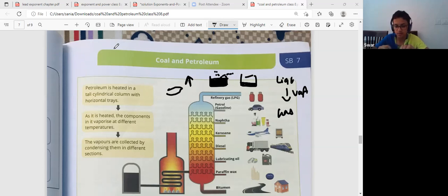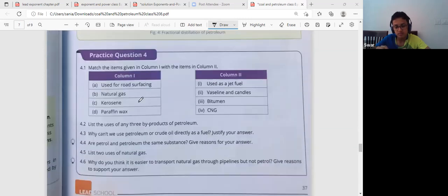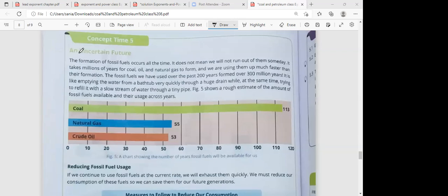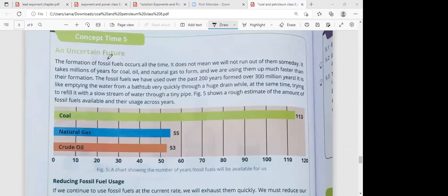I've written it down. Now we are going to do about the future, like what will be the future of ours. So the formation of fossil fuels occurs all the time. It does not mean we will not run out of them someday, right? For example, you are using the fuels right now. It doesn't mean the quantity of the fuels will remain the same. Of course, it will change, and the day will come when we are not left with any fuels, right?